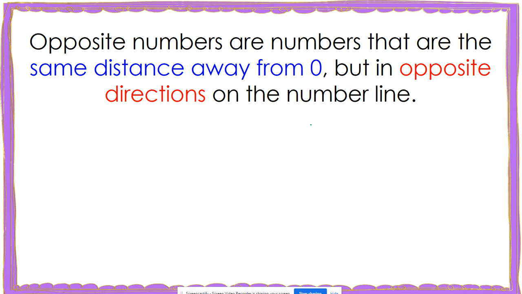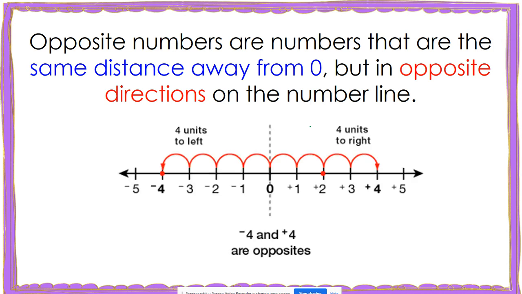Opposite numbers are those numbers that are the same distance away from zero, but in opposite directions on the number line. You can see on this number line that -4 and +4 are opposites. I know that because when I look at 0, +4 is located 4 units to the right. -4 is located 4 units to the left. So although they are in opposite directions, they are the same distance away from 0, which makes these opposite numbers.